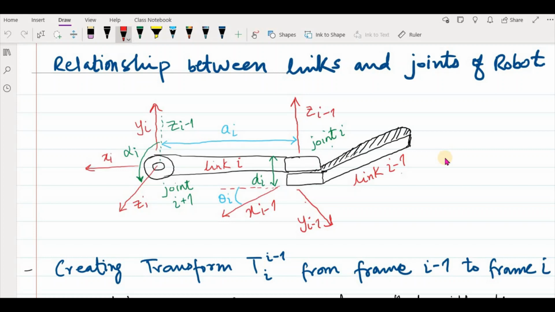So for DH notation, we need these four parameters, which are a_i, alpha i, d_i, and also theta i. And these three are fixed, and this one is variable. So let's move forward.